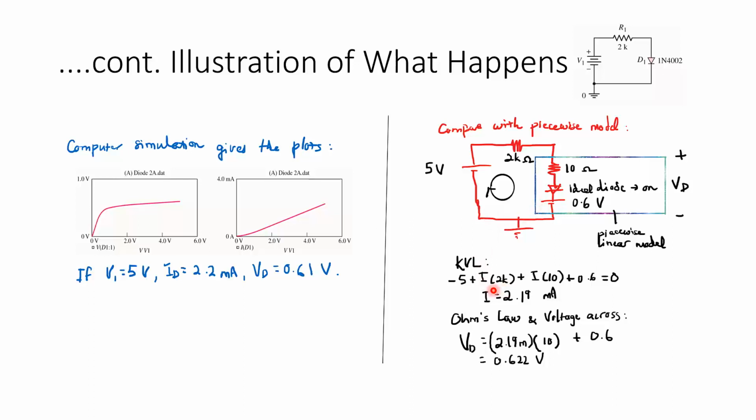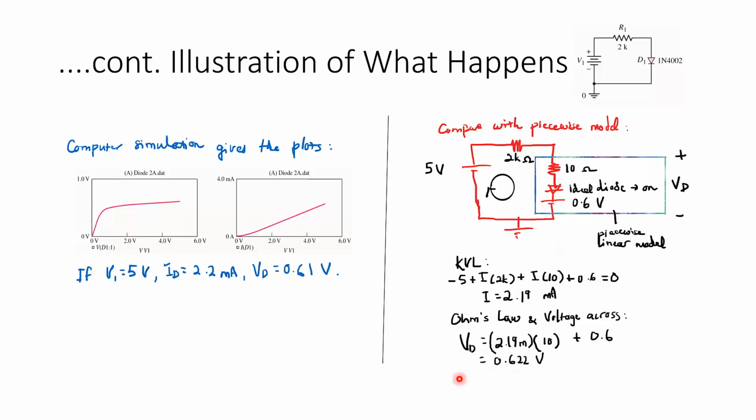Okay, so we find I to be 2.19 milliamp, and when I do Ohm's law, the voltage across the diode includes the voltage drop across the forward resistance as well as the voltage drop across the voltage source, forward voltage, and this would be around 0.622 volts.